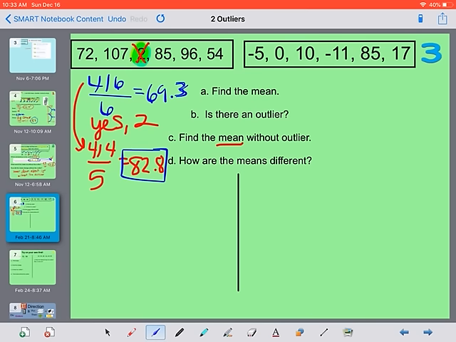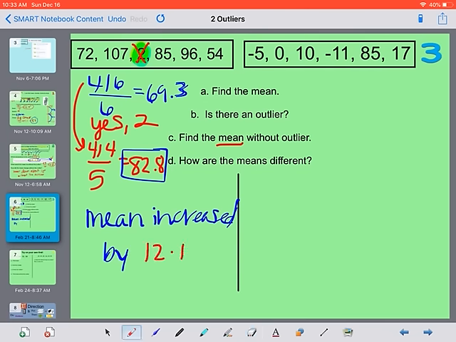So how are the means different? Our mean increased. If you want to say by about, I don't know, what did it go up by? From about 70 to 82, so about 12 to 13? Somewhere around there. If you want to actually calculate it out, great. But our mean increased or went up. Because we had a really small outlier, it made our mean smaller. Then when we got rid of that outlier, it made our mean larger because all of the numbers were then bigger. All right, let's take a look at the next one.